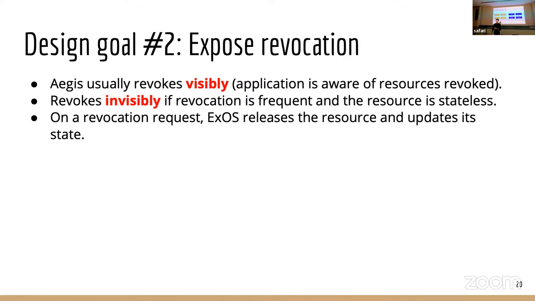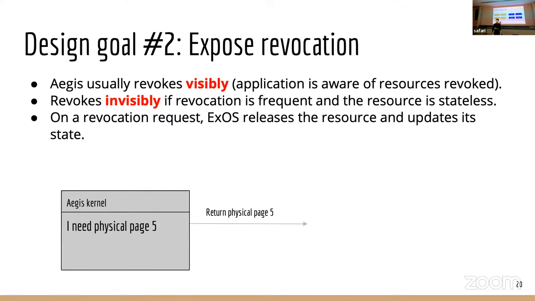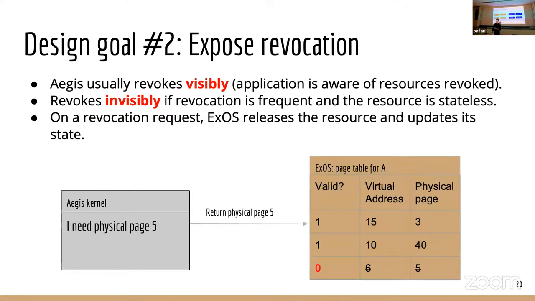On a revocation request, the XOS releases the resource and also updates its state to reflect that the resource is no longer available. So if the IGES kernel requests physical page 5, then the XOS updates this page table for A and then says that, okay, physical page 5 is no longer valid, it's been reclaimed, and it informs the kernel that it has successfully updated its state and that physical page 5 is no longer needed.